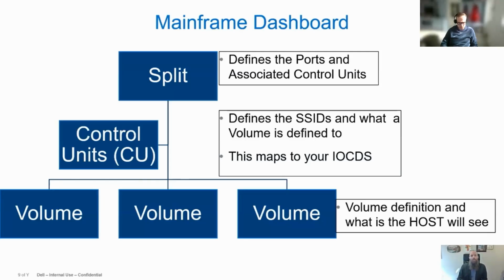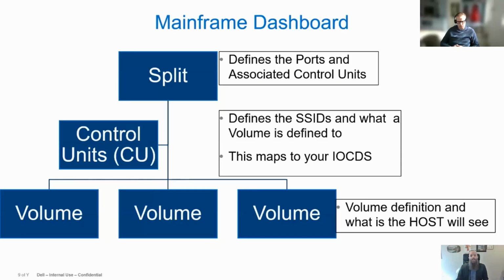Then the control units, this is where you define the SSIDs and what volumes are going to be within those control units. As of today, it's 256 volumes or CKD volumes per control unit. Most customers have PAV aliases, so they may have 240 CKD volumes defined to a control unit, and then the remaining 16 are PAV aliases. Now, this is important. This is where the control units map to what's in your IOCDS on your mainframe.